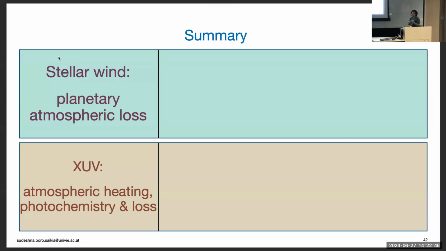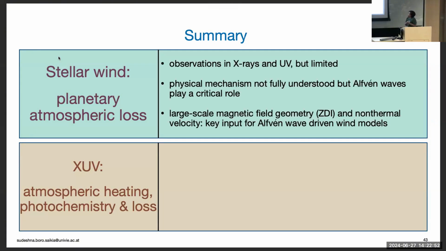And the XUV spectra, of course, is also impacting photochemistry and ionization in these cases. So where are we at in terms of stellar winds? We are now able to detect stellar winds with a wide range of observation techniques, but we still have a limited number of stars for which we can carry out these different techniques.